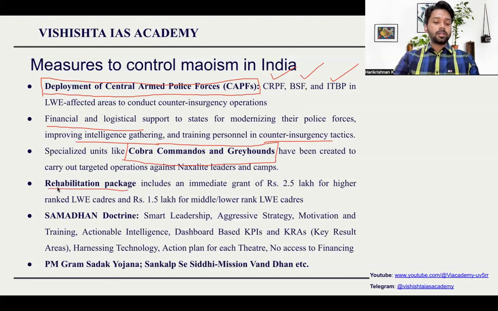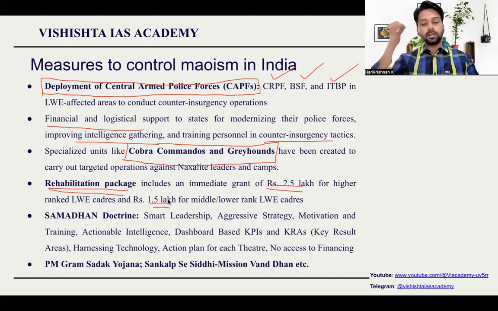Rehabilitation package. So this is a very good package for people who are involved in Maoism. If they want to rehabilitate themselves, they can surrender their arms and surrender to the government. The government will give them pardon. They will also give them a grant of 2.5 lakhs for high-ranked left-wing extremist operatives and 1.5 lakh for middle and lower-ranked extremists. And they will have a three-year period. Within the three-year period, if they have rehabilitated completely, if they are not involved in any violence or any kind of disruptive behavior, then the money will be provided to them.